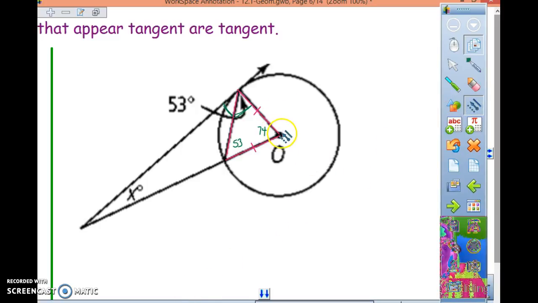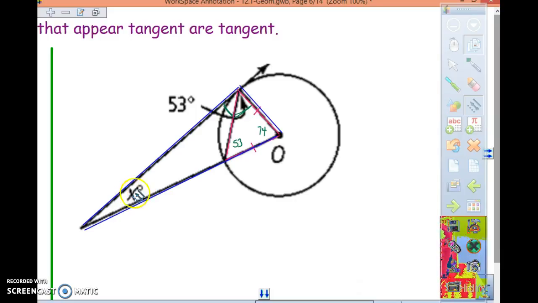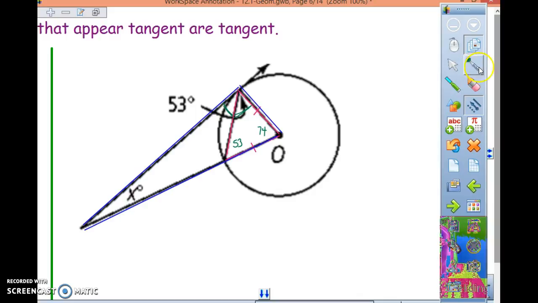And then what we can do is focus on this other larger right triangle. And the angles here are 74, x, and then 90. So then we can use triangle sum again. From 180, we're subtracting off 74, we're subtracting off 90, and that ending angle is 16.